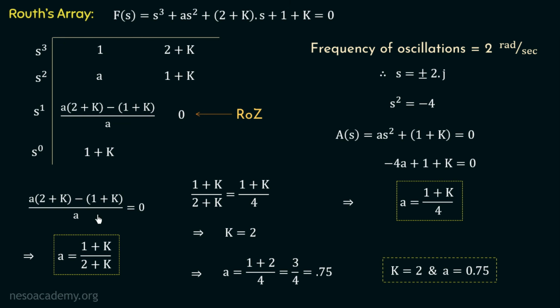From this equation, we got a relation between a and k, and then we derived one more relation by using the frequency of oscillations, which was a equal to 1 plus k over 4. After this, we equated both these equations to get the value of k equal to 2, and then after that, we put the value of k in this equation in order to get the value of a equal to 0.75. So this was a conceptual but easy problem. I hope you got this.